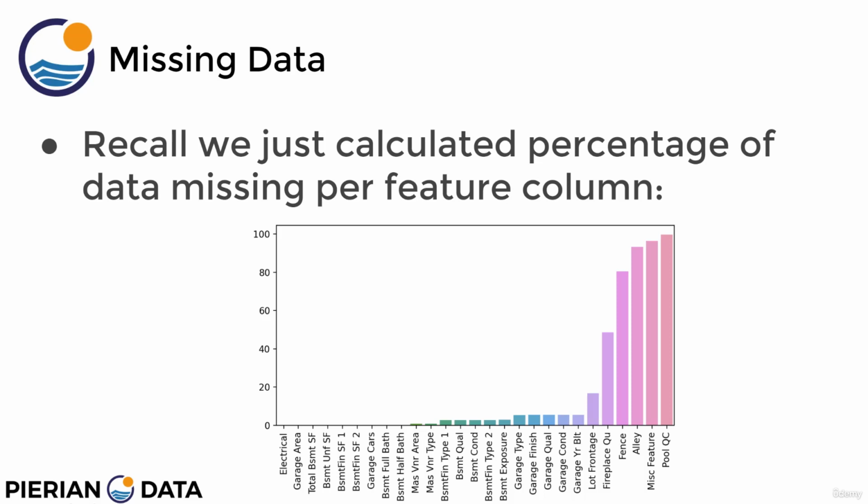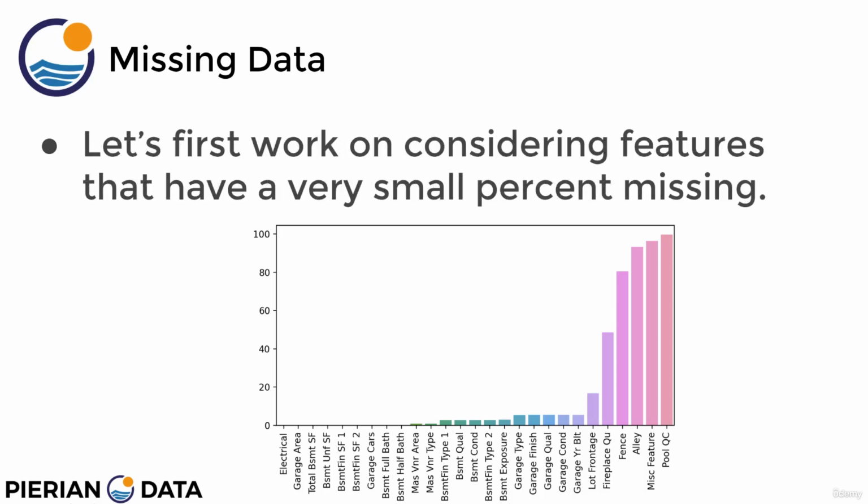But really what we want to focus on right now, when we're talking about rows, are the features where we are not actually missing that much percentage. So let's first work on considering features that actually have a very small percent missing. Over on the left-hand side here, I can see things like electrical, garage area, total basement square feet, etc. have very small percent of values actually missing.